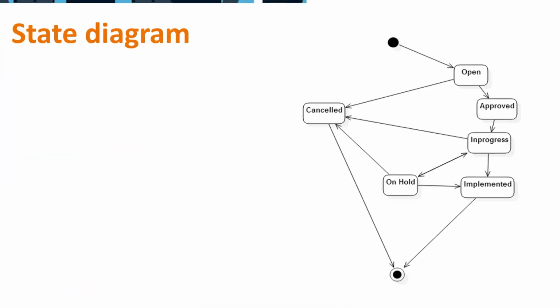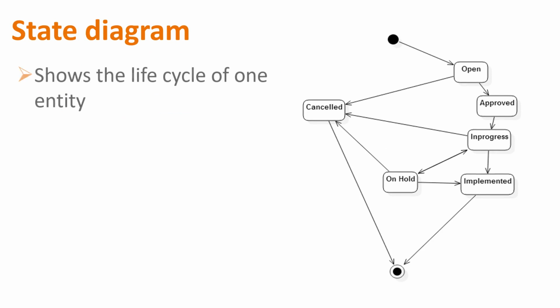State modeling. This is really straightforward. This shows the life cycle of an entity. So you have a requirement that's open, it gets approved. Okay, it's approved, it's in progress of being developed. At any time I can cancel it. The user can say, nope, never mind, I don't need that.